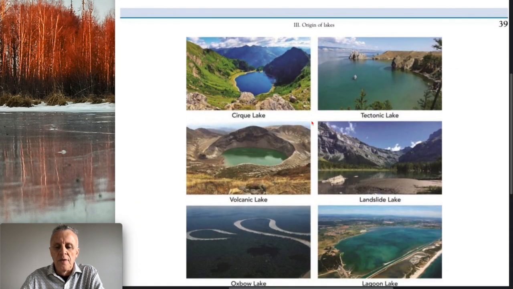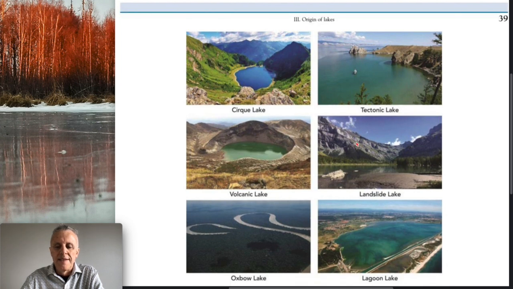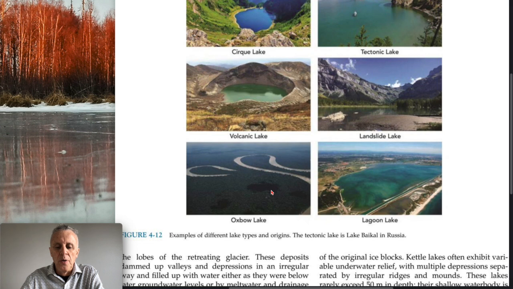Then let's look at different types of lakes that we have here. We have the cirque lake we just reviewed, a tectonic lake, which is seismically driven, a landslide lake. We have a volcanic lake that is taking the shape of a former volcanic area. And then we have an oxbow lake, which is formed by a meandering river that closes off and creates a lake. And then we have a lagoon lake, usually found in bays.